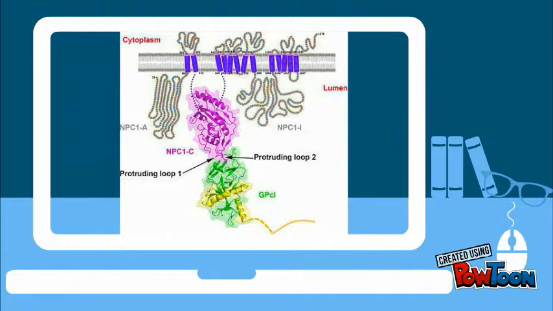So what exactly is connecting GP and NPC1 together? It is the protruding loops between the two proteins. However, Loop 2 plays more of an important role when it comes to the binding of both proteins.